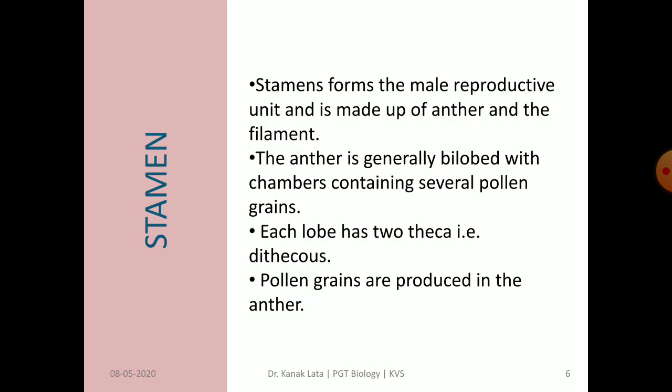Now we will study about stamen. Stamen is the male reproductive part of flower consisting of anther and filament. The anther is generally bilobed with chambers that contain several pollen grains. Each lobe of anther has 2 theca, called dithecous. So altogether there are 4 chambers in an anther.